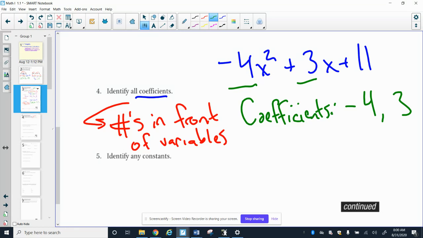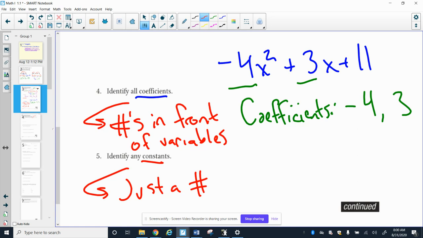Also notice we did not write negative 4x squared. That's not the coefficient. The coefficient is just the number in front of the variable. Lastly, we have constants. Again, we'll give ourselves a nice little simple definition here. A constant, that's just a number. A constant is the piece of the expression where no matter what you put in for x, the constant is always still that same number.